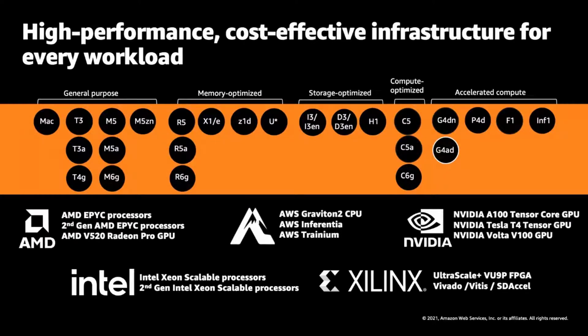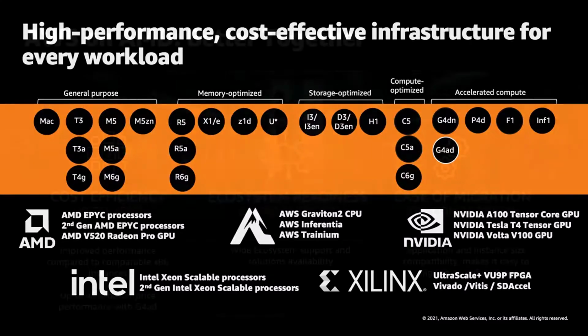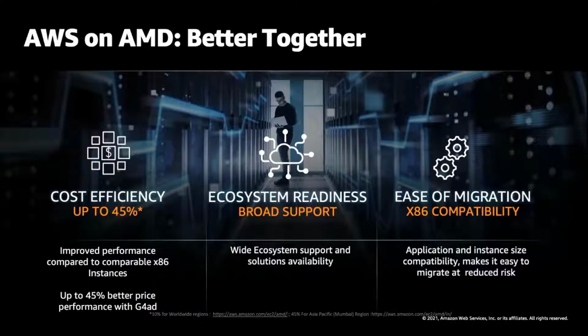I'd like to now start talking a little bit about the relationship between AMD and AWS instances. AMD instances offer customers first cost efficiency. On G4ad, we offer up to 45% better price per performance than comparable graphics instances. So you'll save money without sacrificing performance. And you'll gain significant savings, so you'll be able to reduce your overall costs.